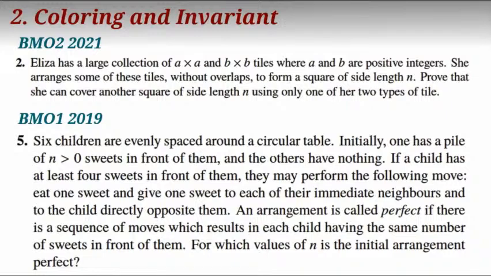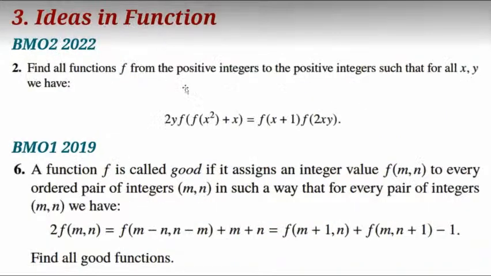The next idea 3, is ideas in function. Consider, for example, small example, special cases. One is function 1-to-1, telescoping rule. We saw a problem of last year of BMO 2 2022 and BMO 1 2019.